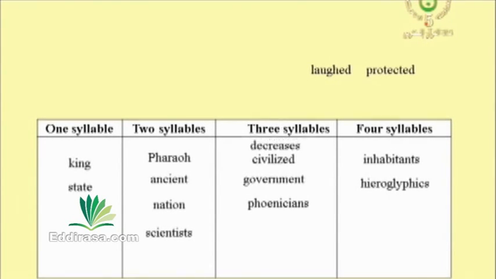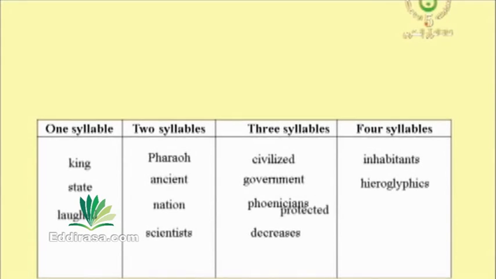Laughed. 1 syllable. Here the ED is heard as T. So there is no syllable at the end. Just one. Laughed. And the last one. Protected. And this time the ED is heard as ID. So we have 3 syllables. Protected. That's all for our activity today.